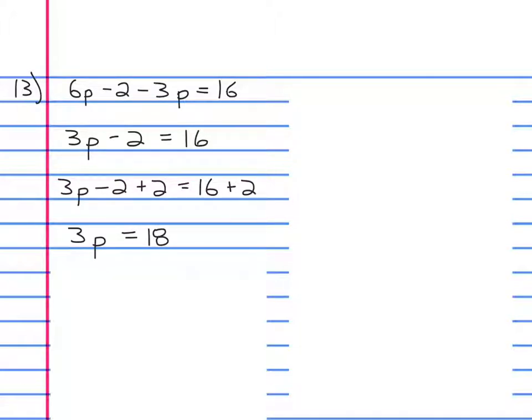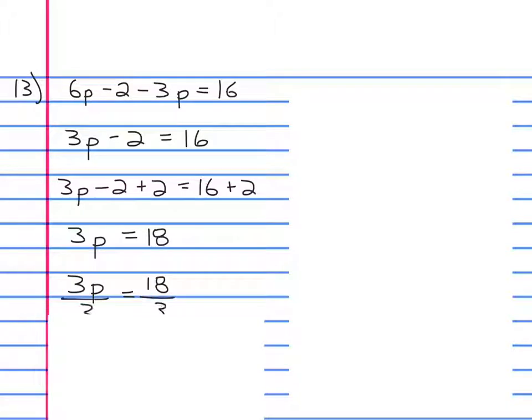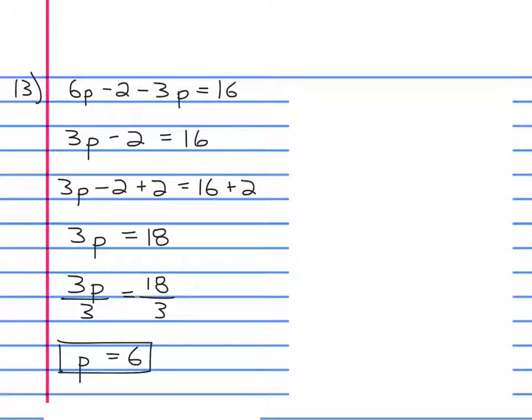is 18. Now what's happening to p? It is being multiplied by 3. How do you undo that? You undo that with divided by 3. So divide both sides by 3. And when you simplify that, 3 divided by 3 is 1p, or just p, and 18 divided by 3 is 6, so p equals 6. That's the solution as far as we believe it.